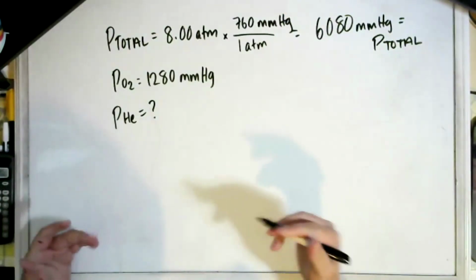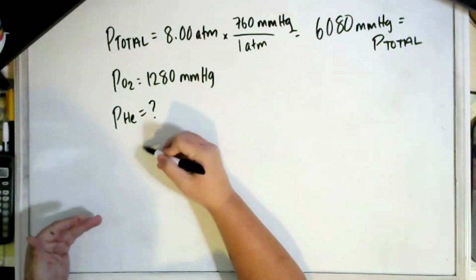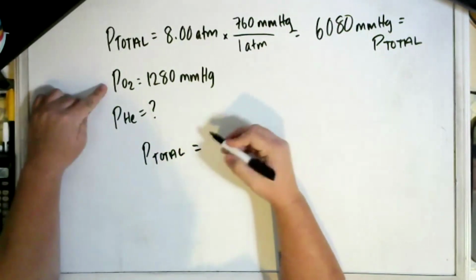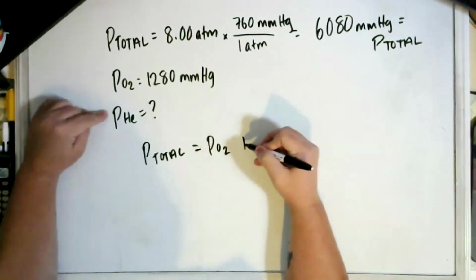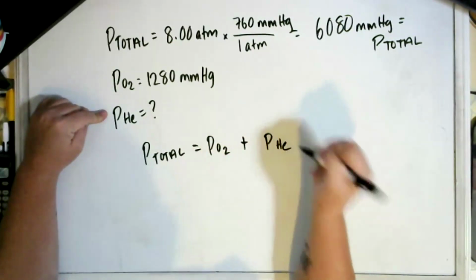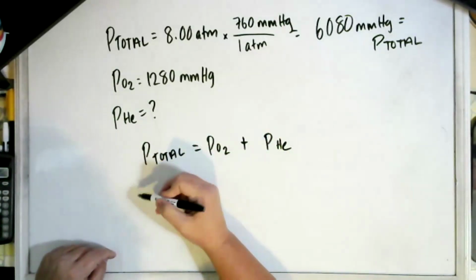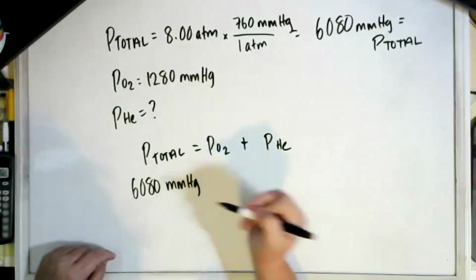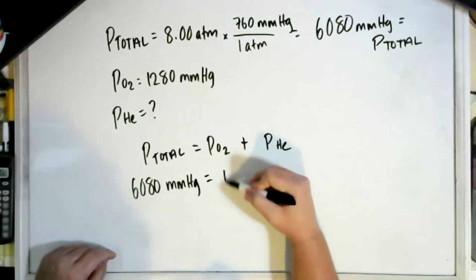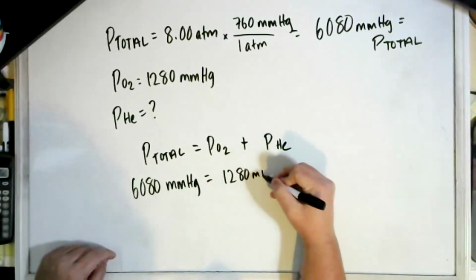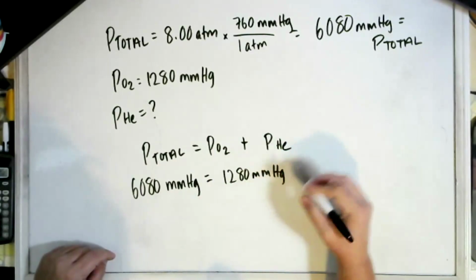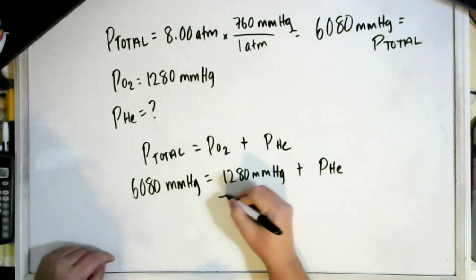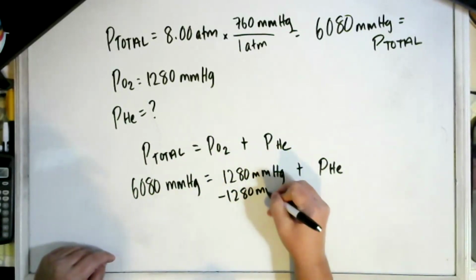And for Dalton's law of partial pressures, we said that P total is equal to the pressure of gas 1 plus the pressure of gas 2. So our P total is 6,080 millimeters of mercury. The pressure of our oxygen is 1280. And we're still looking for the pressure of our helium, so we'll subtract the pressure of the oxygen from both sides.